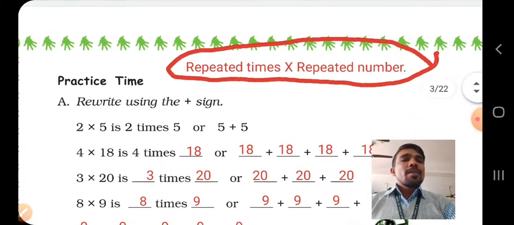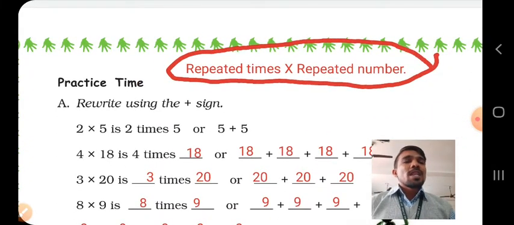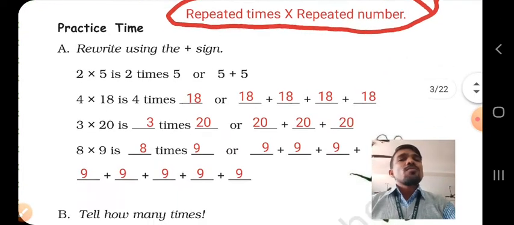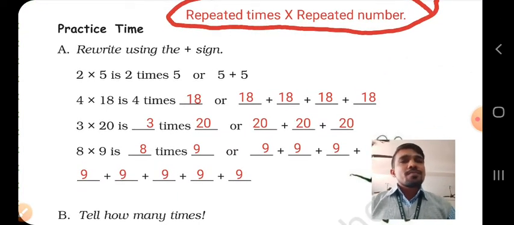The main thing you need to remember is how to do multiplication. I have already shown how to do multiplication. How many times is the number repeated? 5 times, 4 times, 2 times, that you have to write first and put the cross sign. And next what do you need to write? The repeated number. Which number is repeated? 5 is repeated, 4 is repeated. That you have to write the second time. So in practice time, you have to follow this rule.